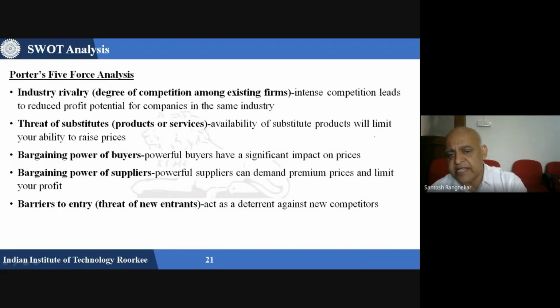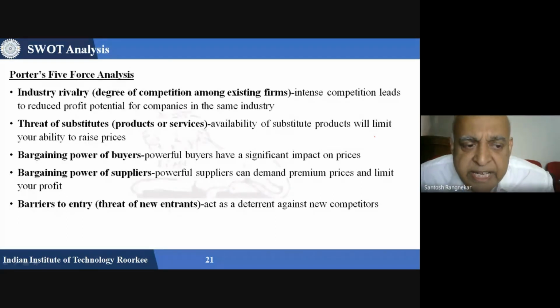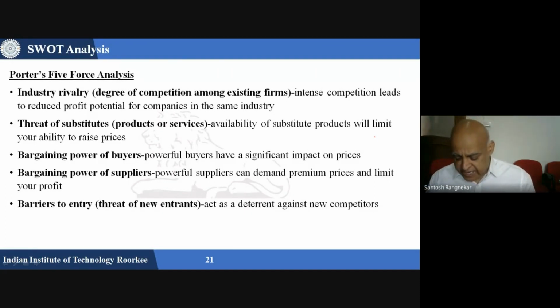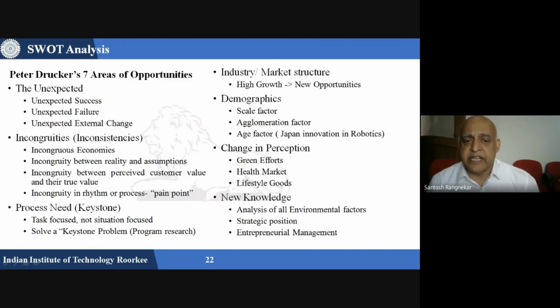Threat of substitutes: the availability of substitute products or services will limit your ability to raise prices. Bargaining power of buyers: powerful buyers have a significant impact on prices. Bargaining power of suppliers: suppliers can demand premium prices and limit your profit. And barriers to entry act as a deterrent against new competitors. Porter's five force analysis is applicable to a particular nature of industries, right? This is applicable to the power sector also, so it is very important how you are creating these barriers to entry.